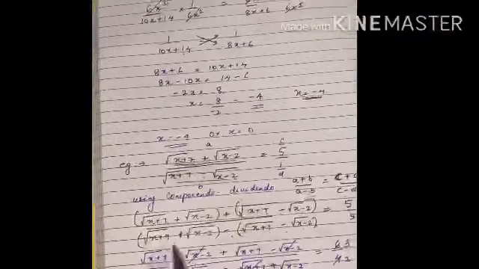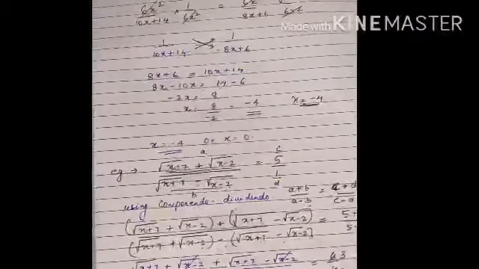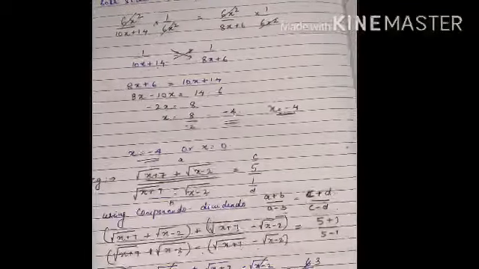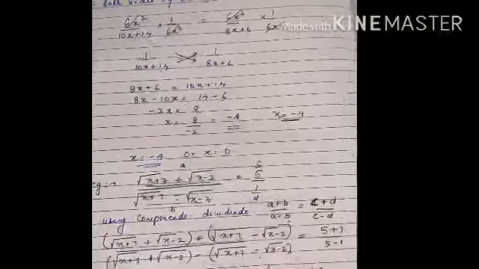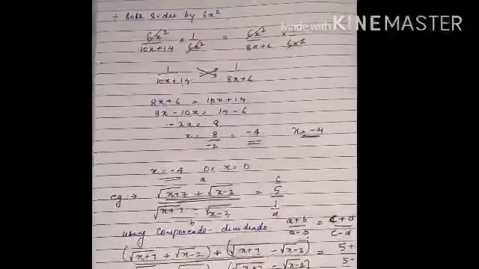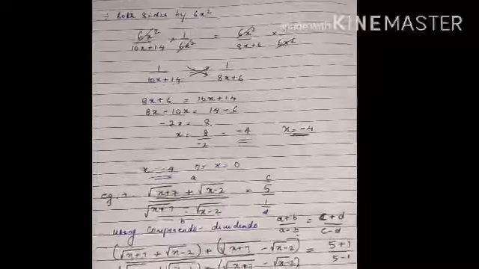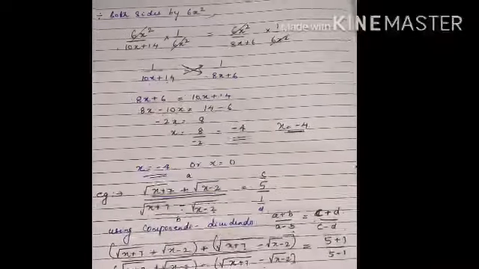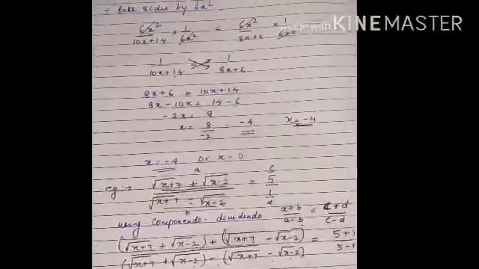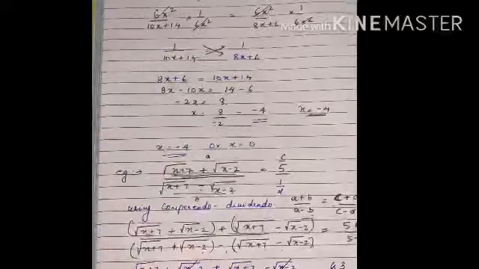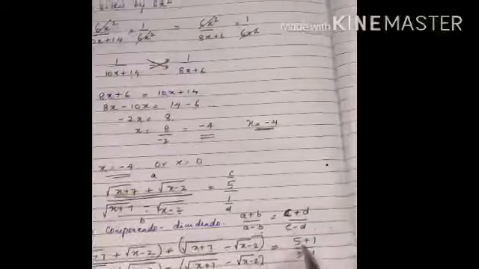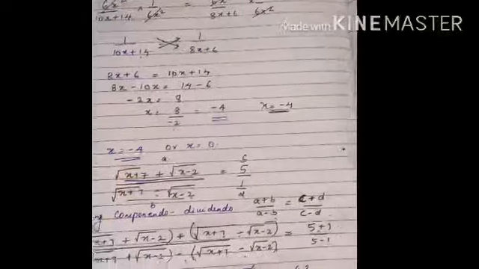Now open the bracket. When you open the bracket, it becomes root x plus 7 plus root x minus 2 plus, because plus into plus root x plus 7, plus into minus is minus root x minus 2, divided by root x plus 7 plus root x minus 2 minus root x plus 7, minus into minus is plus root x minus 2. So here plus and minus get cancelled. Here also plus and minus get cancelled. So you get, there are two terms of root x plus 7. So 2 root x plus 7 by 2 root x minus 2. Here 5 plus 1 is 6, 5 minus 1 is 4.